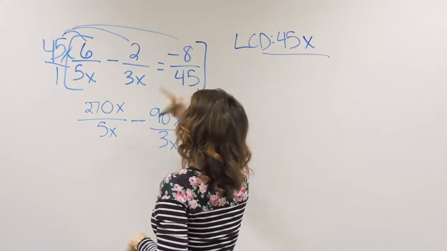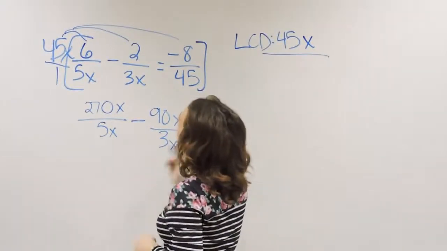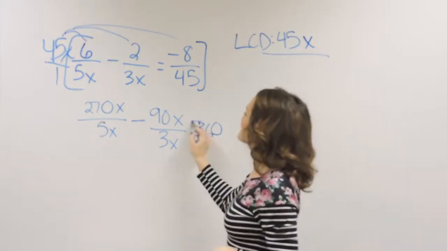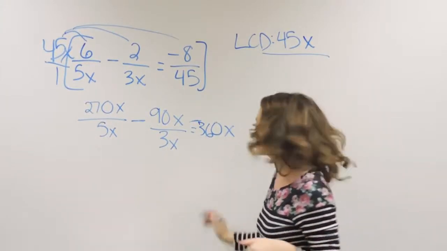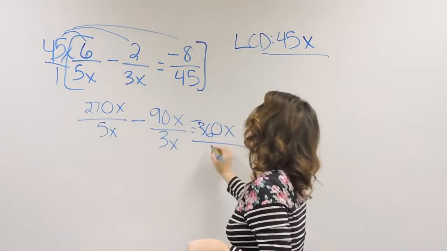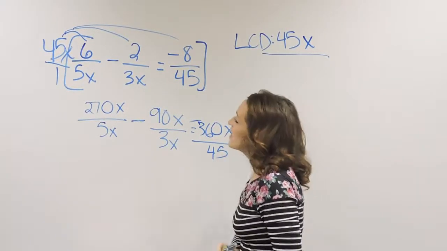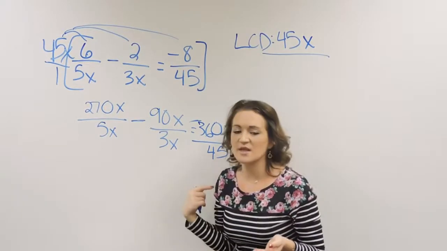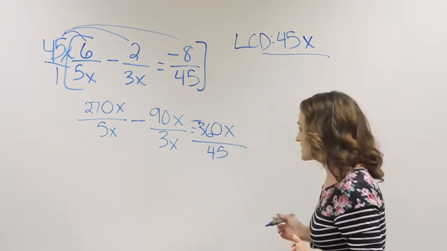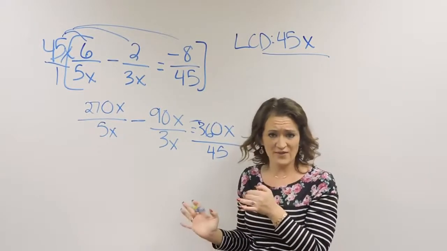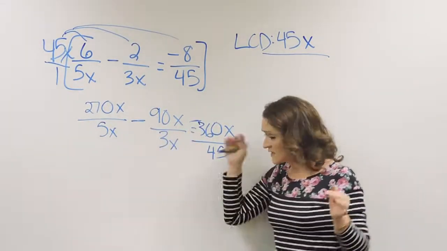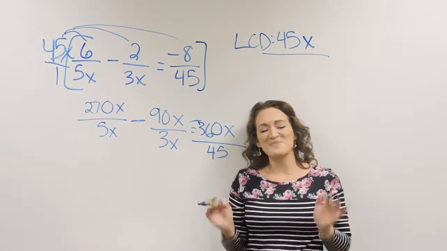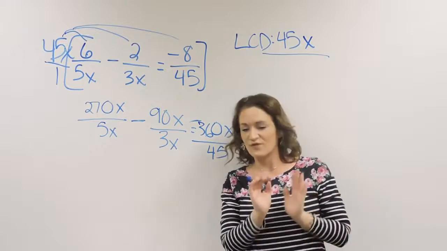5 times 8 is 40, so 45 times 8 is 360. So negative 360x over 1 times 45 is 45. This is just what I get when I multiply the 45x to everything in the equation. What's going to help us out here is now we're going to simplify these. When we simplify these fractions, we should be left with nice, pretty whole numbers to make this equation that much easier for us to work out.